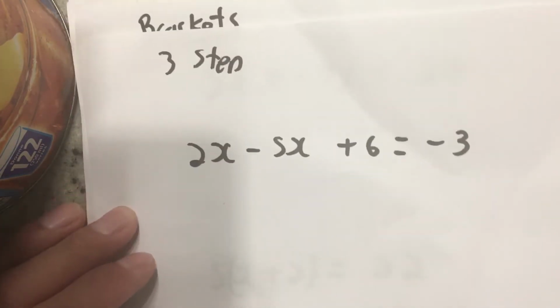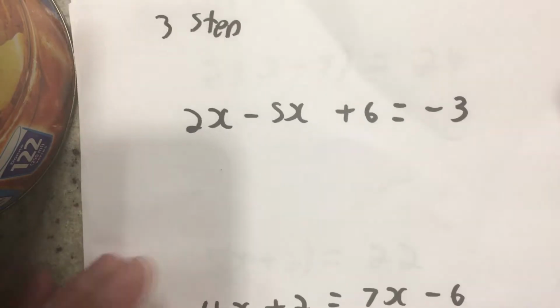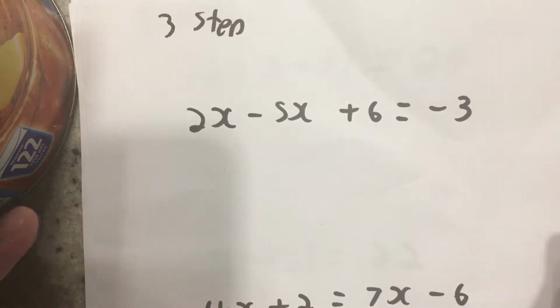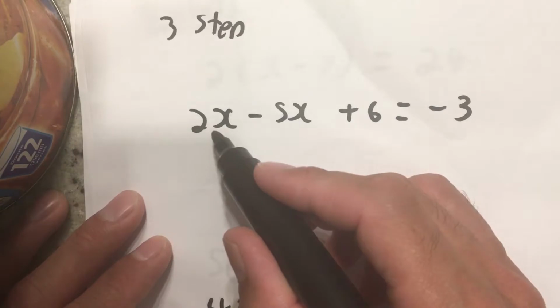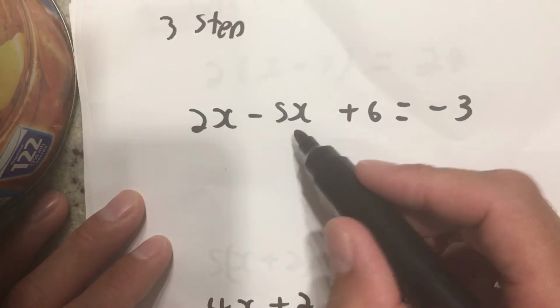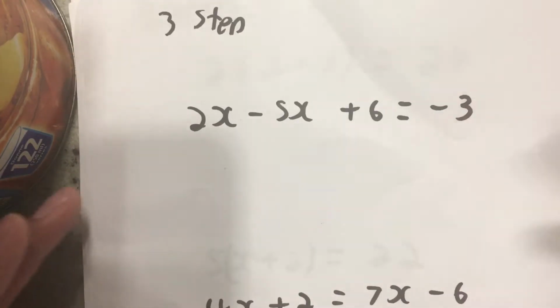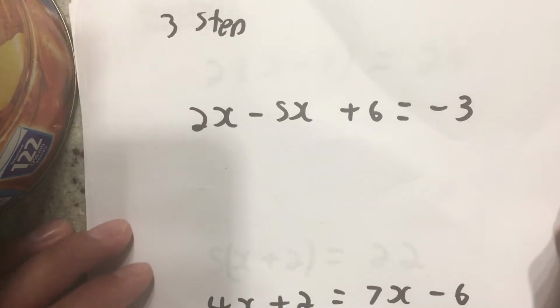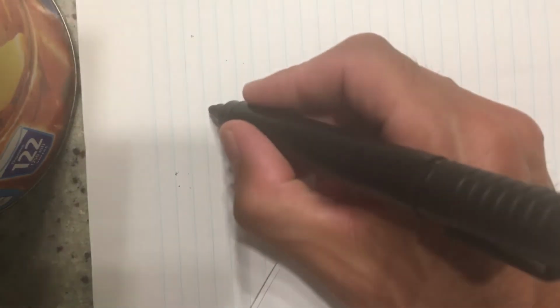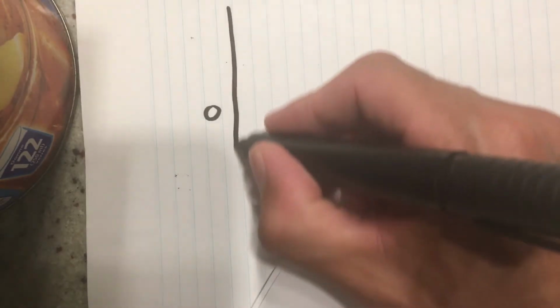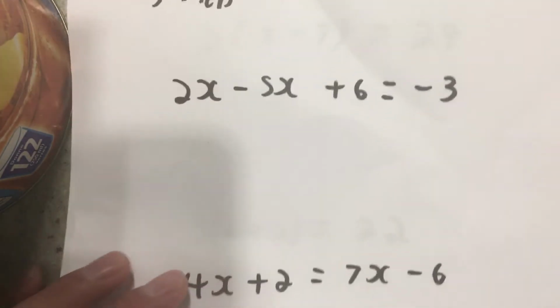Okay, now we're into three-step equations. So this looks like a big mess, but actually it's not that bad. I've got 2x minus 5x. What does that even mean? Well, x is some unknown quantity. You could think of it as steps. So maybe you started over at point 0. We're just going to call where you start point 0.